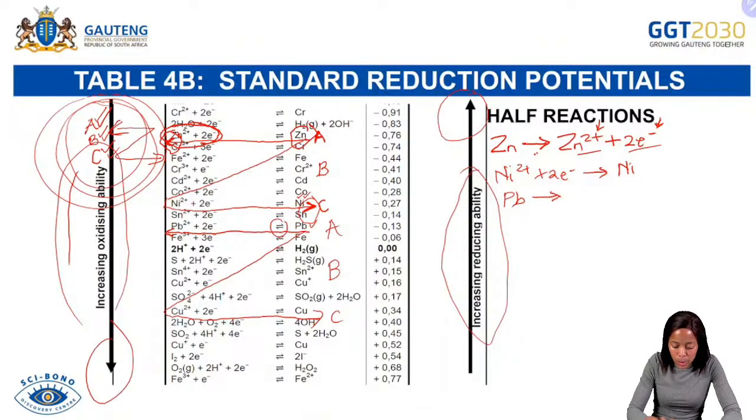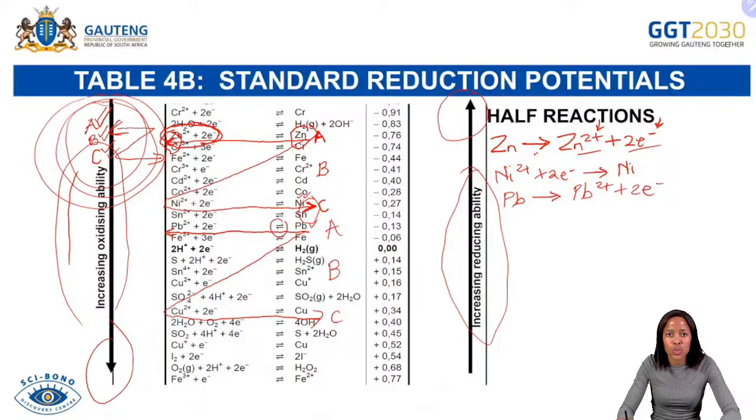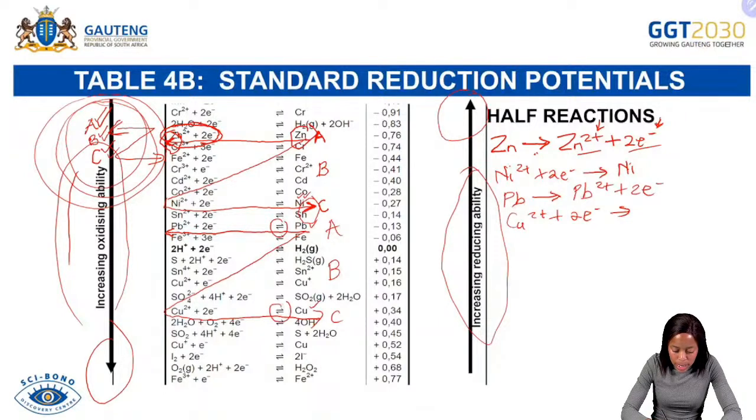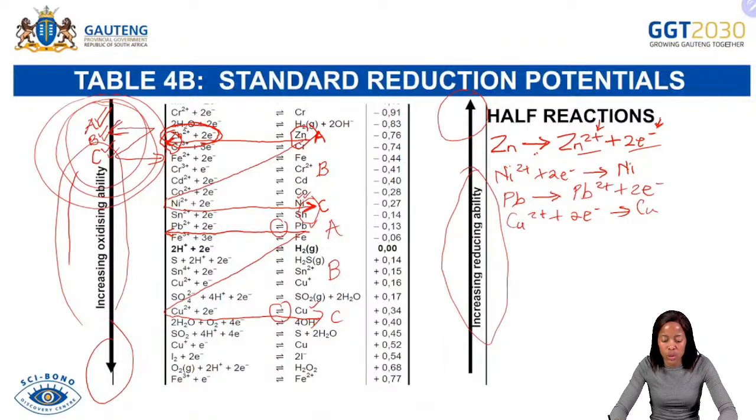And then what do you have on the left? You write exactly what you have, so it's Pb2 plus by 2 electrons. Then you move on to the cathode. With the cathode, we copy and paste, which means we write Cu2 plus by 2 electrons, then a single arrow, and on the right we have Cu. So that is how you write your oxidation and your reduction half reaction.